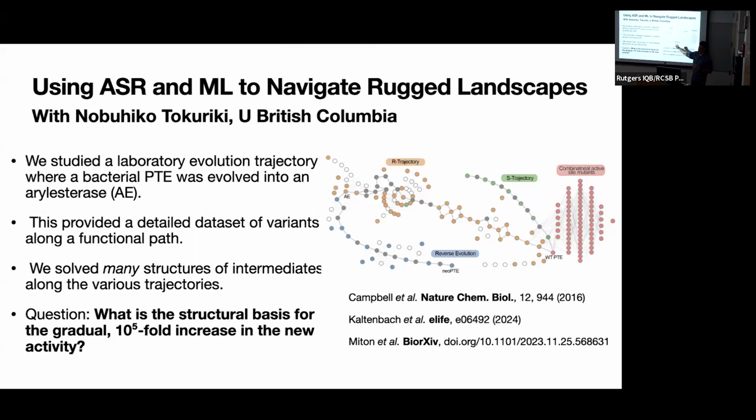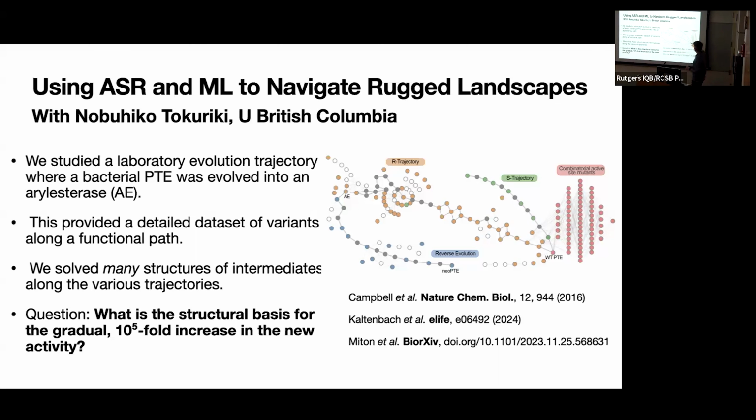So we, with Nobu Tokuriki from University of British Columbia, had done, well, his group did the directed evolution because I can't deal with it anymore. Our group solved a lot of structures, so we solved 20 or something structures along these different trajectories. So this is a bunch of papers. We started off here at wild type. This is an enzyme called PTE, which is a phosphotriesterase, and you can evolve it into an aryl esterase. So you go from a tetrahedral to a planar substrate. It's still a hydrolase. And so this is like a 10 to the 5 change in activity going from the PTE here to the aryl esterase here.